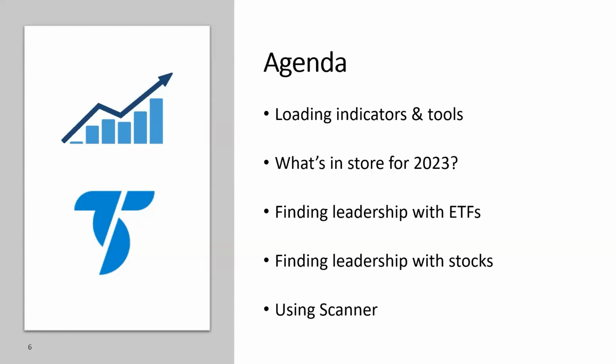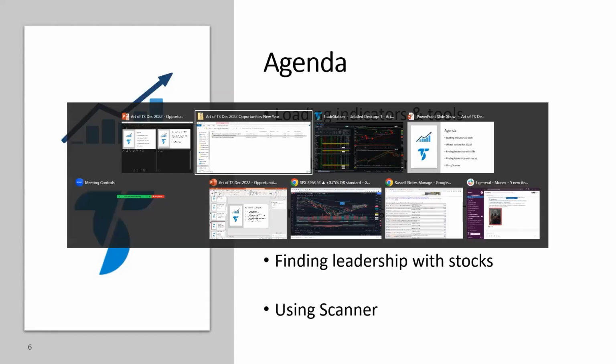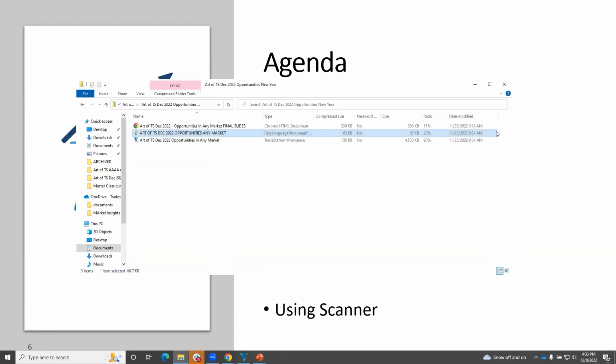We're going to take a look at some of the trends that seem to be emerging for next year. And we're going to show essentially three different ways to use the platform. One of them is finding leadership with ETFs. Another is finding leadership with stocks. And another one is using Scanner to find leadership with stocks. We're mostly going to be using Radar Screen and Scanner, the tools in the TradeStation desktop.